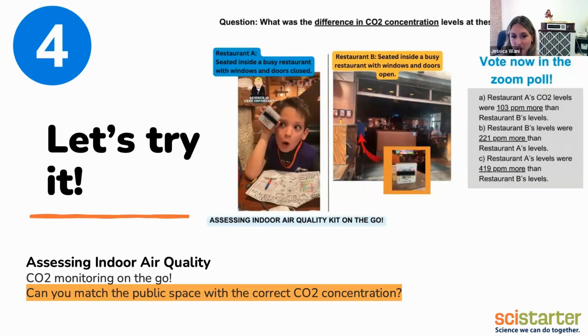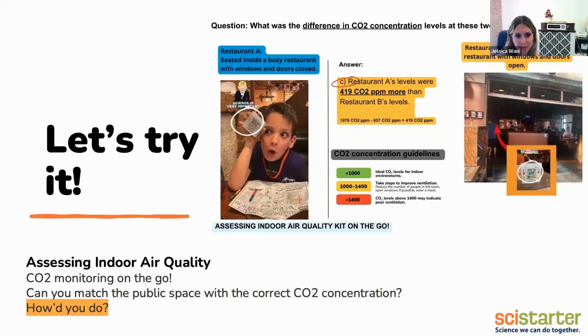It becomes clear when you look at these two scenarios where the only difference is access to fresh air coming in. This was a recent photo of restaurant B, so it was pretty hot out, I want to say probably 110 or something like that. But still, big difference. And let's see who was right, if it was number 1 or number 3. And it's C. Restaurant A's level was 119 CO2 ppm more than restaurant B.